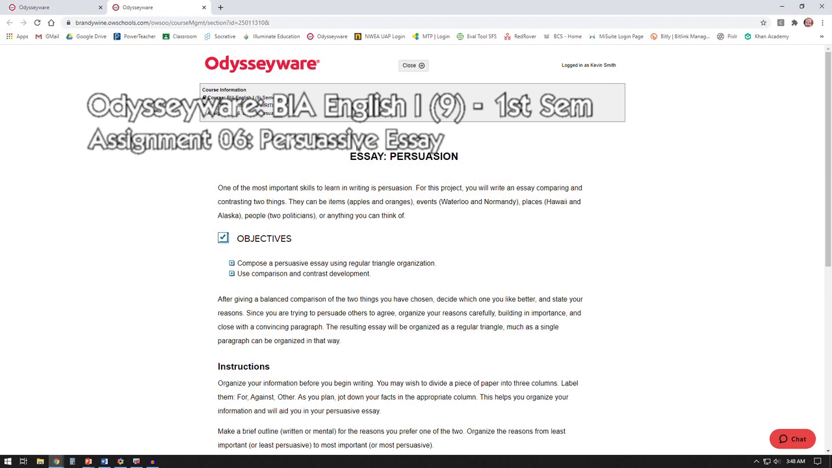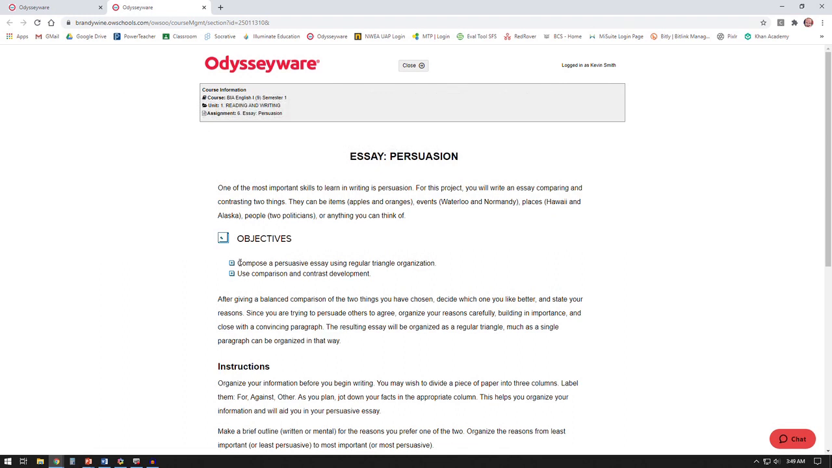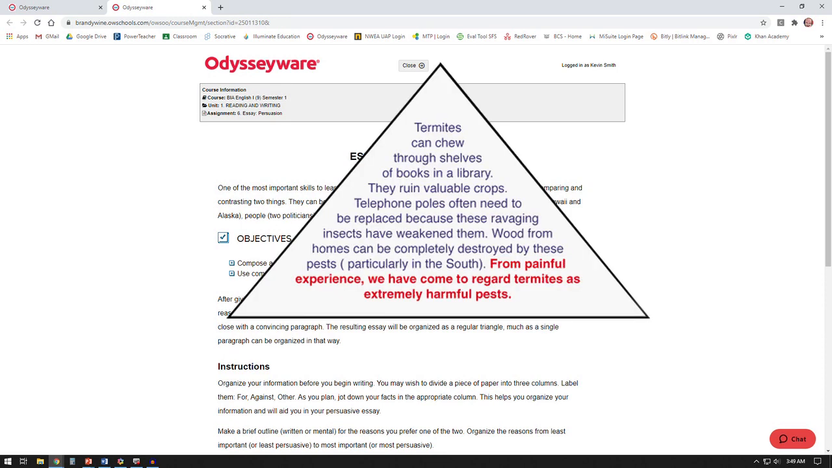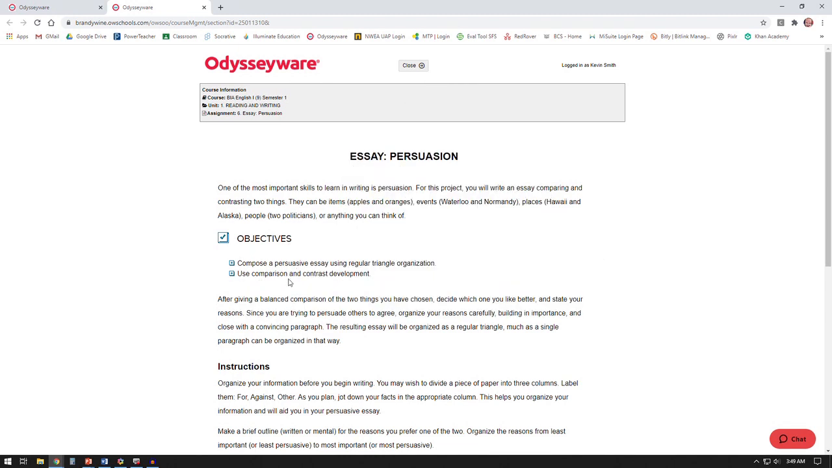Today we are taking a look at Odysseyware Assignment 6, the Persuasive Essay. First up top, the two objectives: compose a persuasive essay using regular triangle organization and use comparison and contrast development. That regular triangle organization, if you remember from the previous lesson, is where your topic sentence basically comes at the end. You start with a narrow idea and you broaden out to your topic sentence with the support coming before. Kind of backwards from the way we normally teach it, but still just as effective. So those are the two main things. Regular triangle, so topic sentences should come later, and you have to be using compare and contrast.